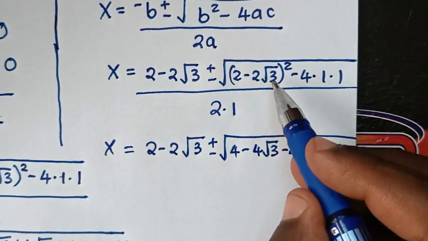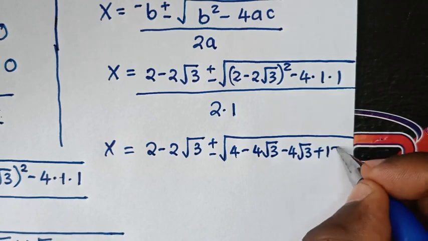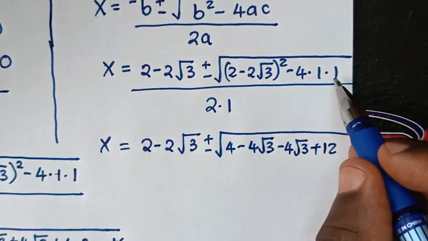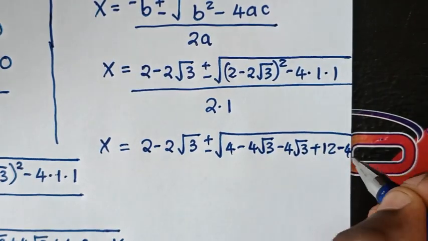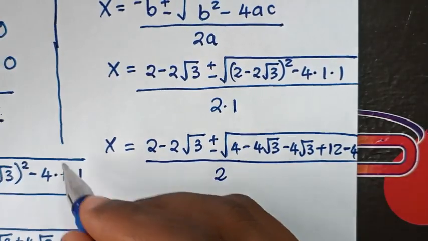2 is 4. Square root of 3 times square root of 3, it is 3. So 3 times 4, it is 12. Then minus 4 times 1 times 1, here it is minus 4. Then over 2 times 1, it is 2.